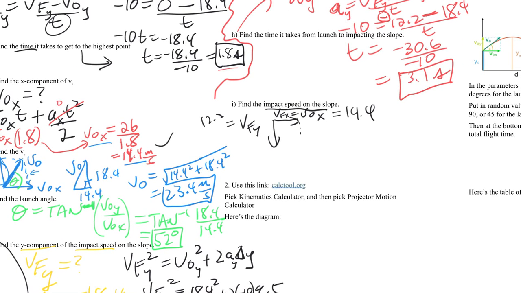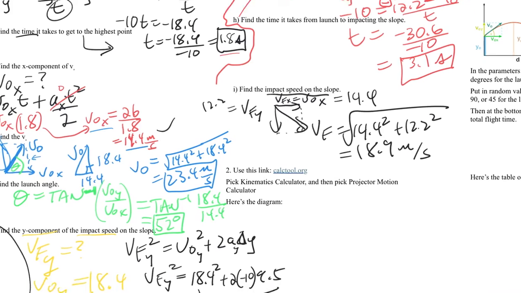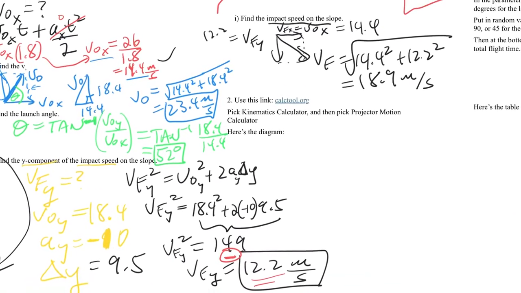To find the impact speed, I do the Pythagorean theorem. That's VF, where it hits the ground. So that'd be 14.4 squared plus 12.2 squared, then take the square root of that answer. 18.9 meters per second is what it would hit at. Okay?